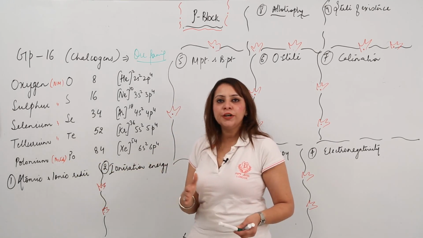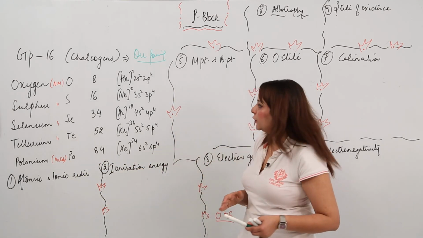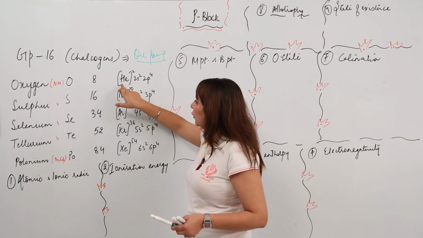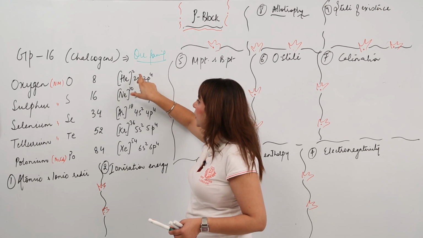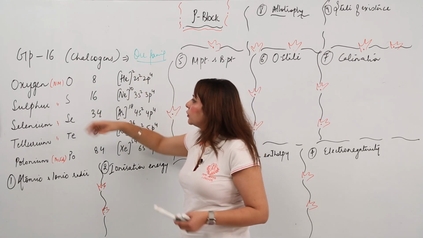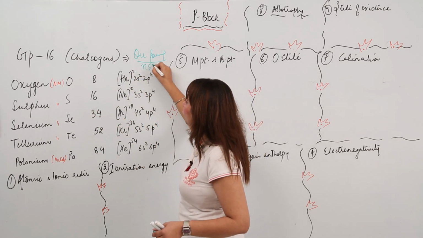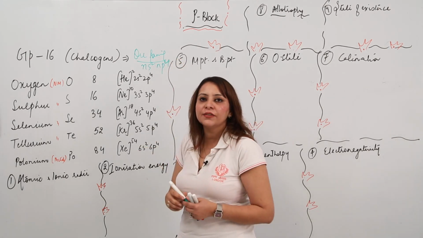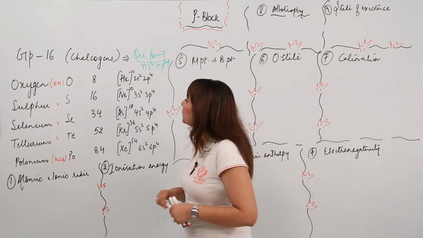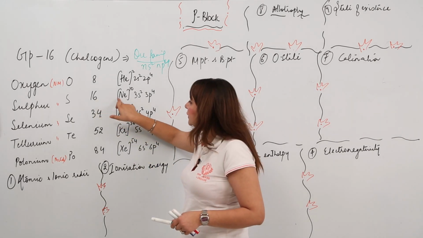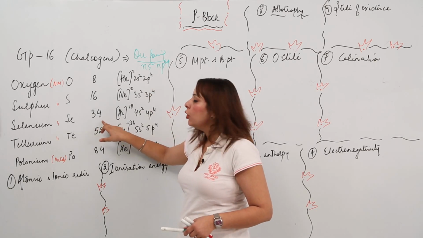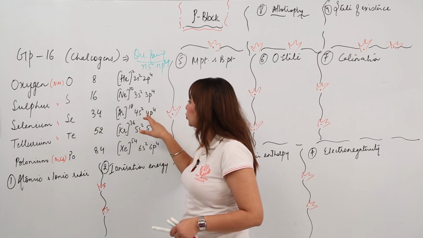Now starting with the first property, that is the electronic configuration. We know that the atomic number of oxygen is 8, so its configuration is helium 2s2, 2p4. The general electronic configuration is obviously ns2, np4 because they have 6 electrons in the outermost shell. Sulfur is 16, so it is neon 3s2, 3p4. Selenium is 34, argon 4s2, 4p4.